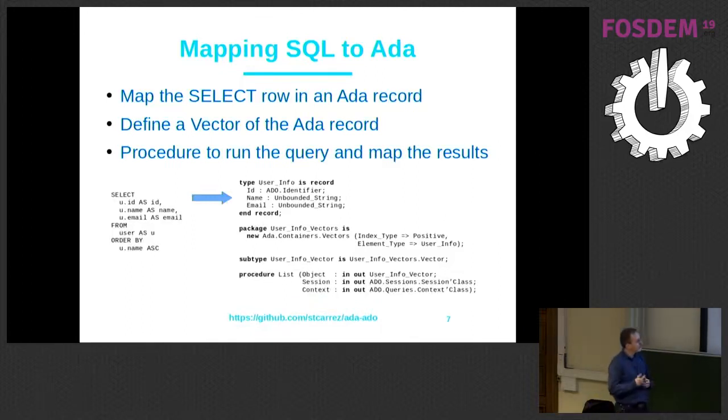That's one thing. The second thing is we want a list of this, so we just have to instantiate the vectors package with the user info type, and we get for free a list of user info. Then we need a list operation that we can call, which will do the query and then map the result directly in our vectors. All this, in fact, is generated.